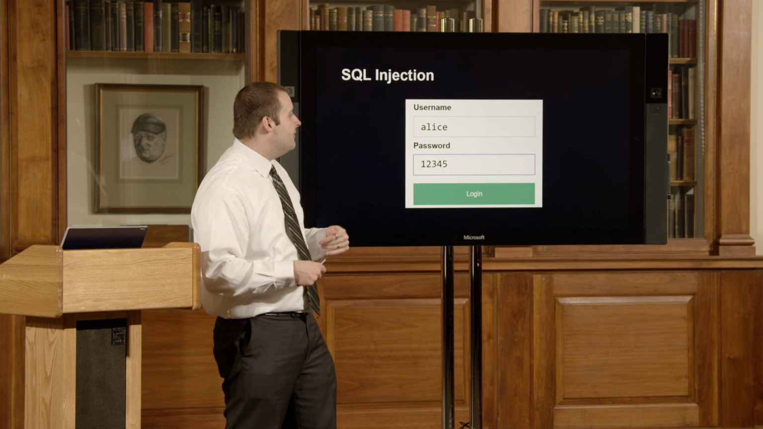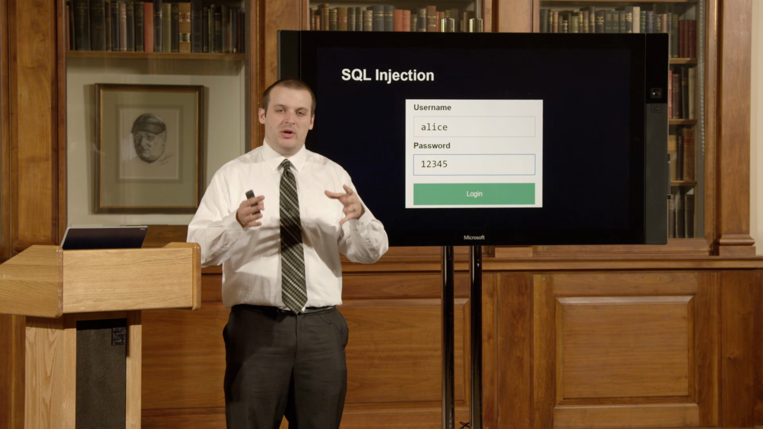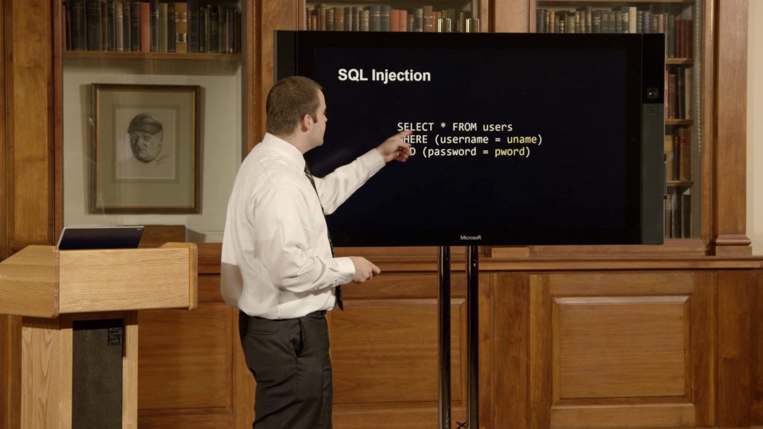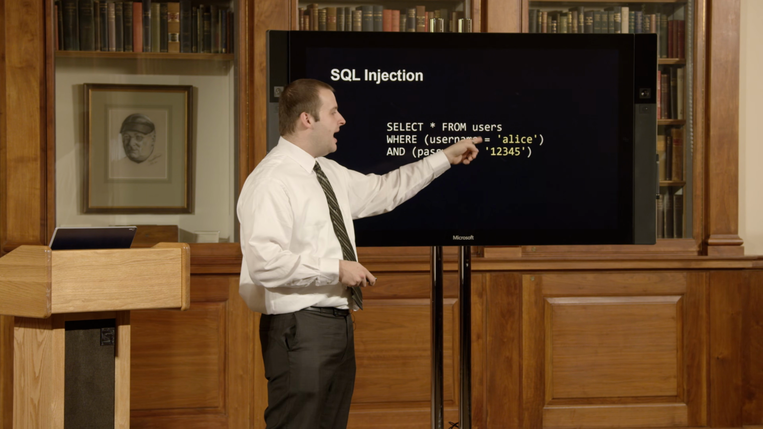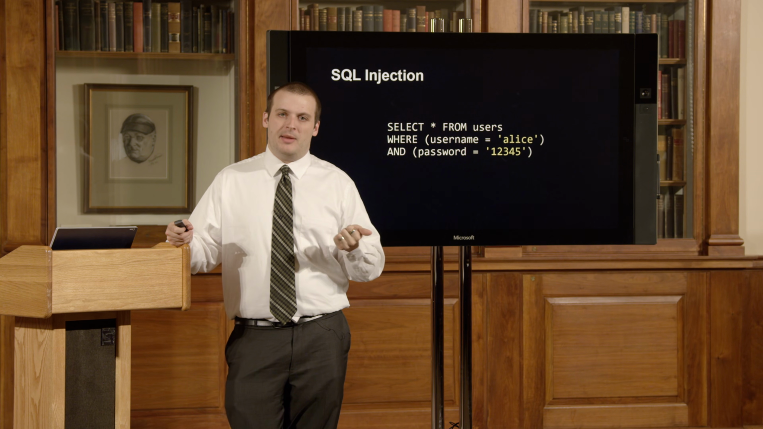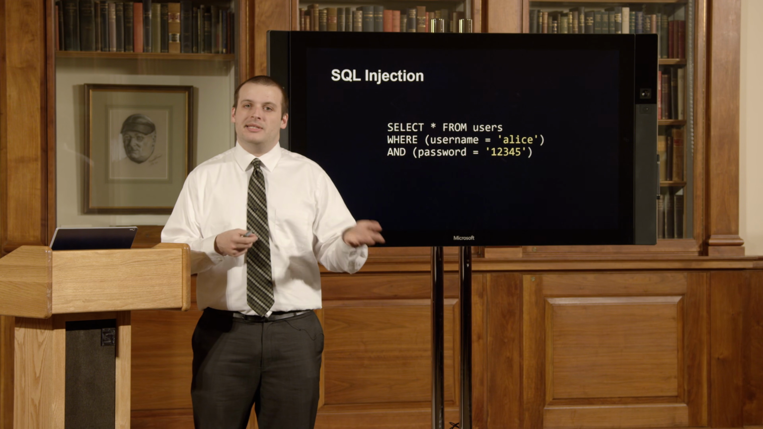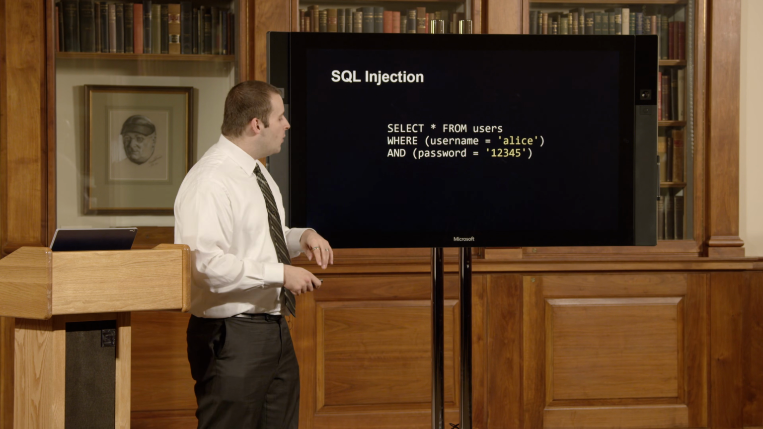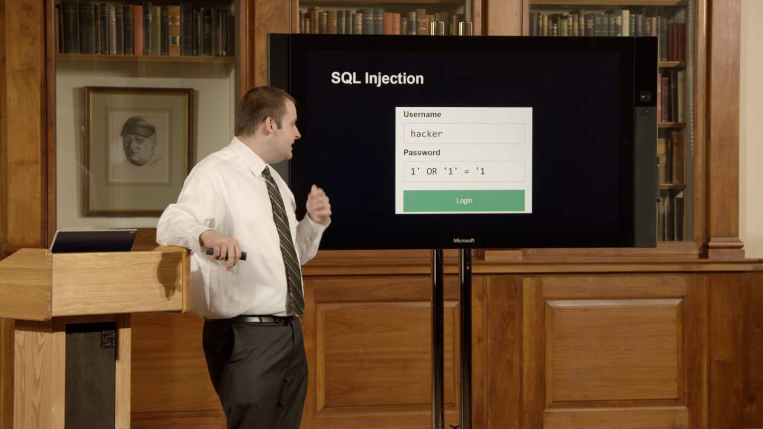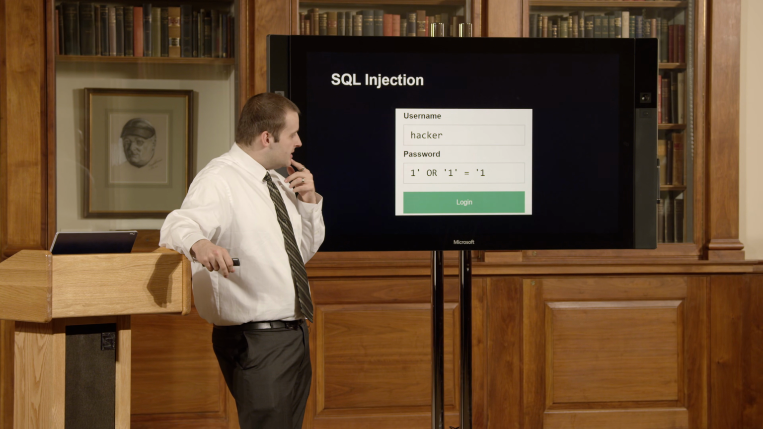And so, for example, if I have somebody who logs in with the username Alice and the password 12345, what the query would actually look like with these values plugged into it might look something like this. Select star from users where username equals Alice and password equals 12345. If there is nobody with username Alice or Alice's password is not 12345, then this will fail. Both of those conditions need to be true. But what about this? Someone whose username is hacker and their password is 1 single quote or single quote 1 single quote equals single quote 1.